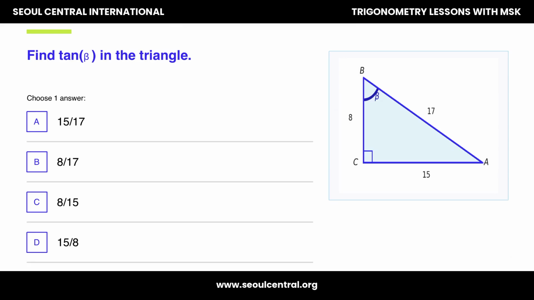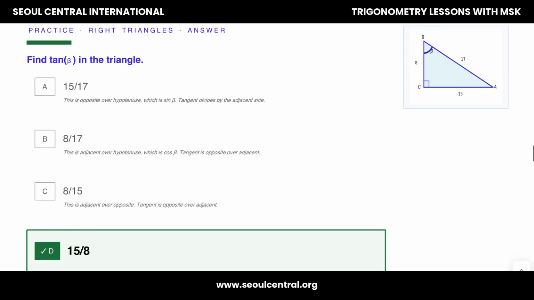Let's take a look at finding tan theta in the triangle. We know that tan is TOA in SOHCAHTOA, and that is opposite over adjacent. Our opposite is the side opposite the angle, which here is 15, and adjacent is 8. So we have 15 over 8 as our answer. Let's check if that's right.